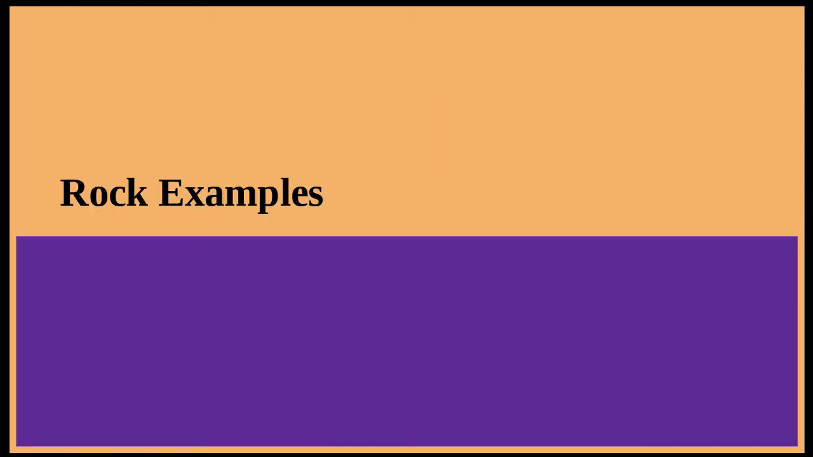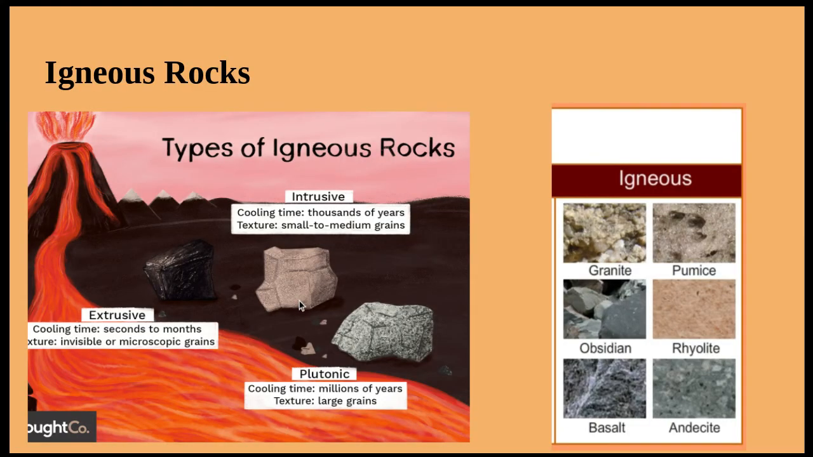So here are some more rock examples, just so you get something to look at, because geology is no fun unless you get to look at stuff. And here are some types of igneous rocks. They break down igneous rocks even more. There's extrusive, intrusive, and plutonic. Extrusive rocks have quicker cooling times, and they have invisible or microscopic grains, so they're going to be more smooth. Intrusive rocks cool over thousands of years, and their texture has smaller medium grains. And then plutonic rocks have millions of years of cooling time, and they have really large grains like granite or other things like that.